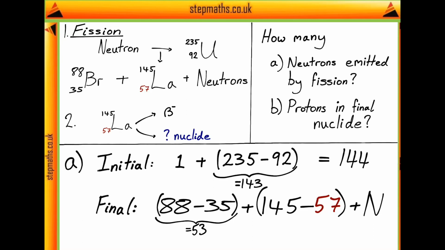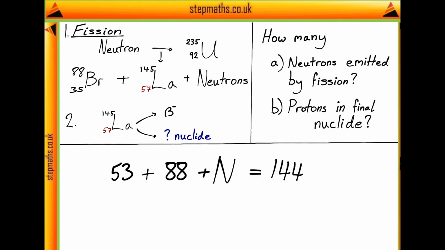Substituting this value of 57 in, we find that the number of neutrons in our lanthanum nuclide is going to be 88. Since the number of neutrons is conserved, we can equate our initial number of neutrons, 144, to the expression we have for the final number of neutrons. Doing this, we can solve for n, which should give us 3.